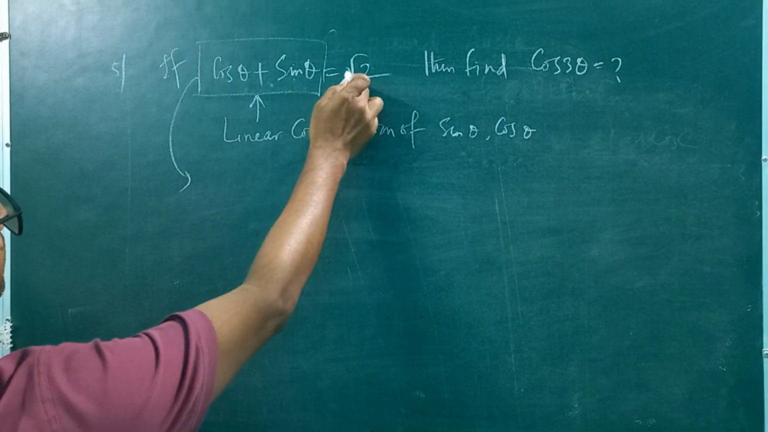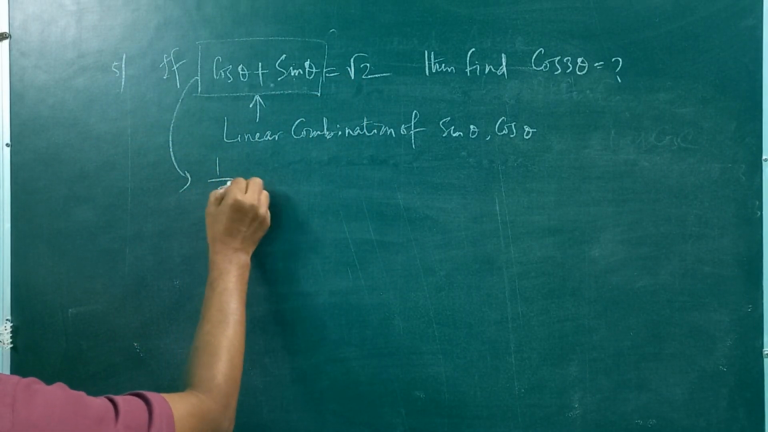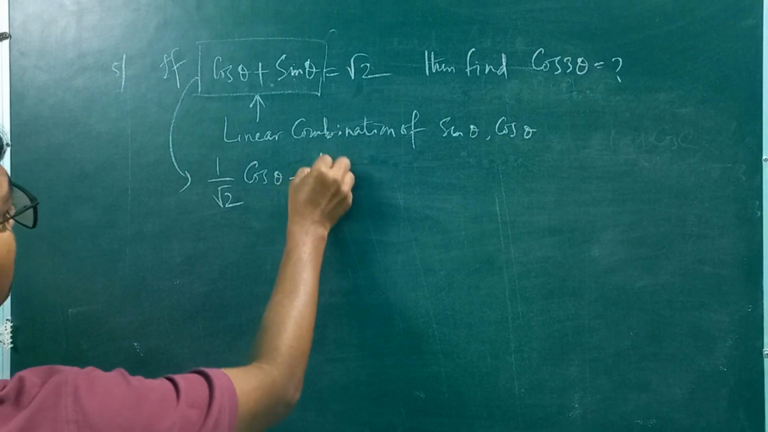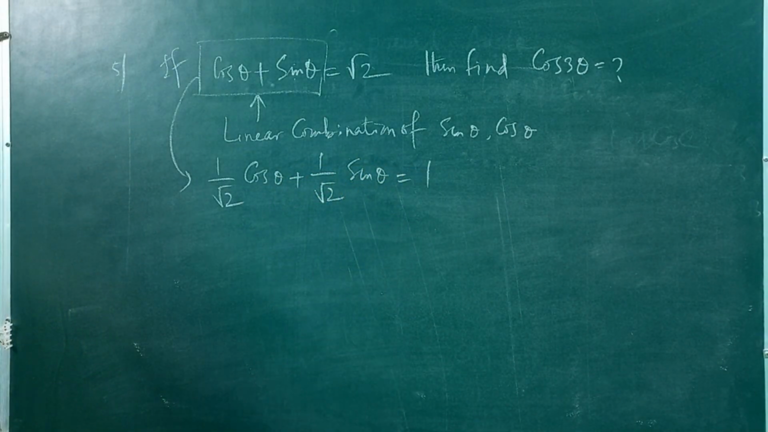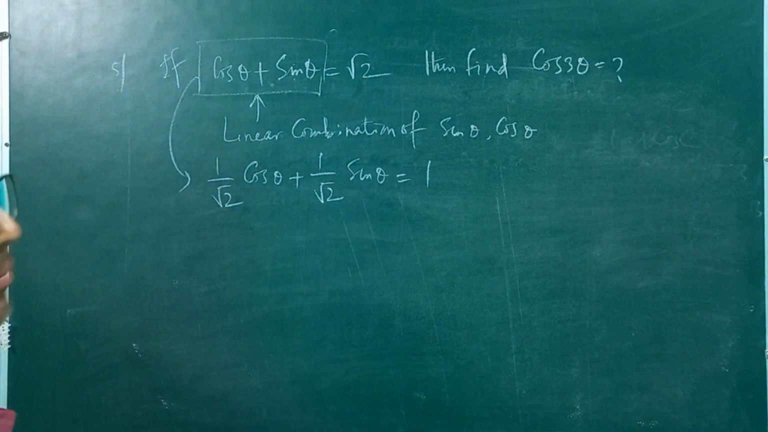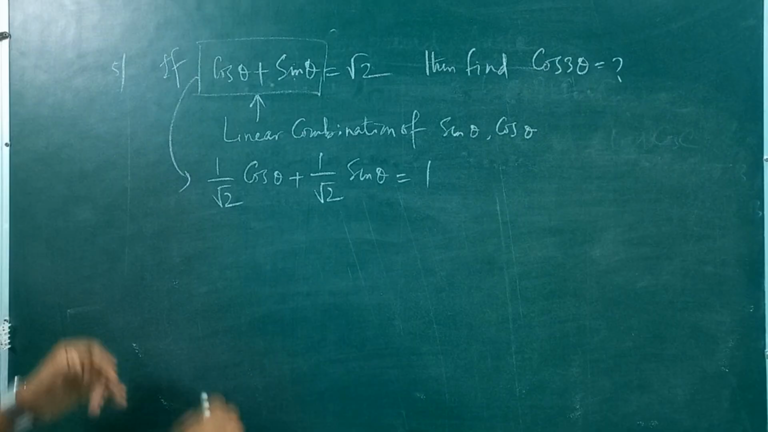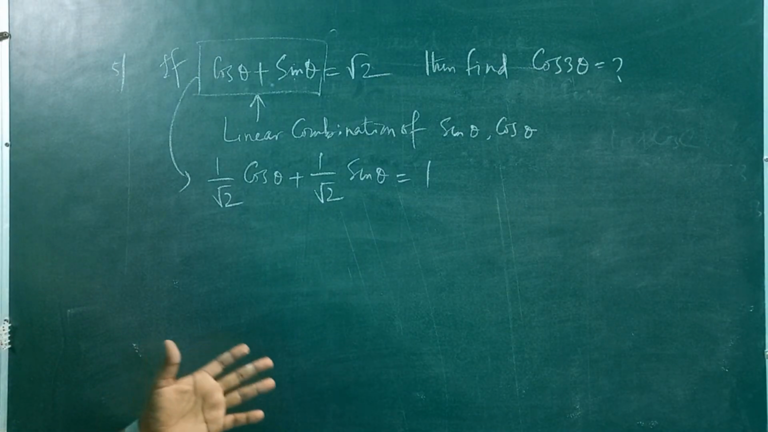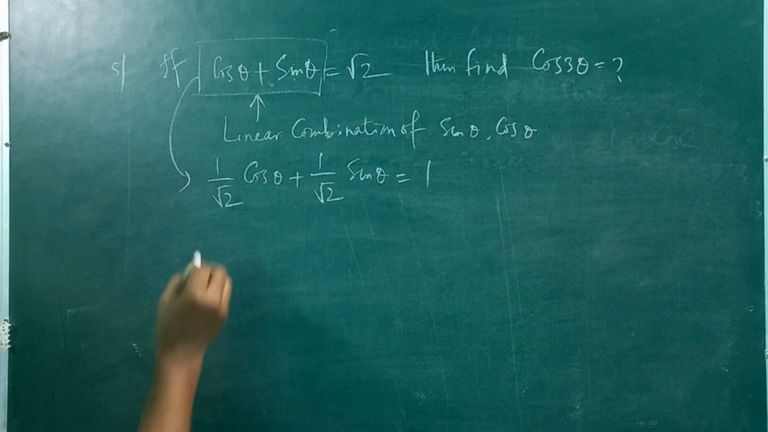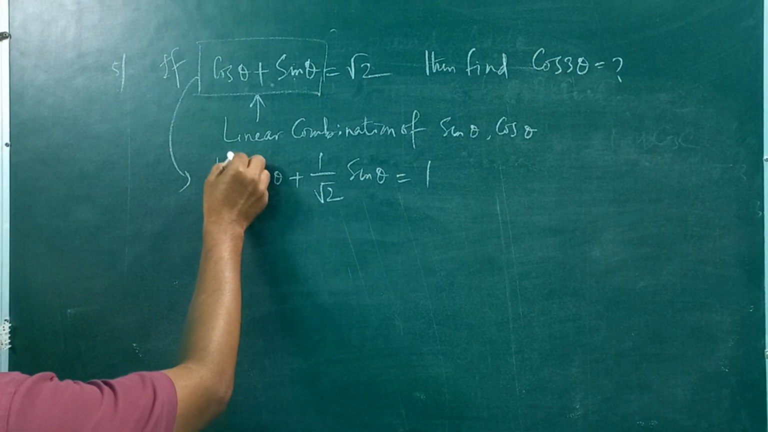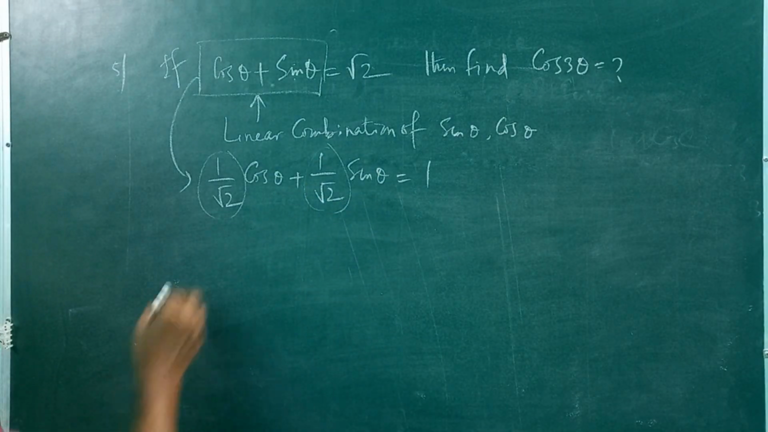So I just shift this root 2 to the left hand side. Then what will happen? This one is 1 by root 2 cos theta plus 1 by root 2 sin theta equal to 1. That is, I have shifted this root 2 to the left hand side. Now I can easily convert this expression into cos structure or into sin structure. If we want to convert to cos structure, it is cos A cos B plus sin A sin B. That is, we have to write this value in terms of cos, and this value in terms of sin. What is 1 by root 2?